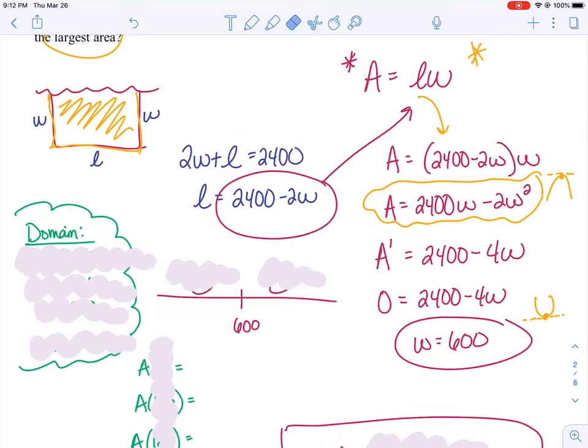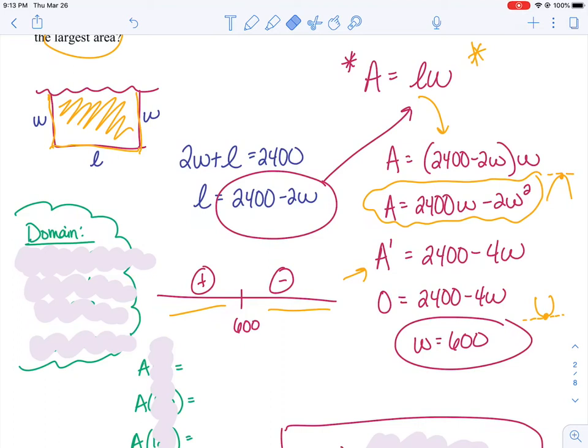And so doing my sign chart, I can go over here and figure out what the derivative value is just less than 600 and then just greater than 600. So I can plug in a number that is less than 600 and a number that's greater than 600 in my derivative to see if my derivative is positive or negative. Try some numbers. Try 500, try 700, and see what you get.